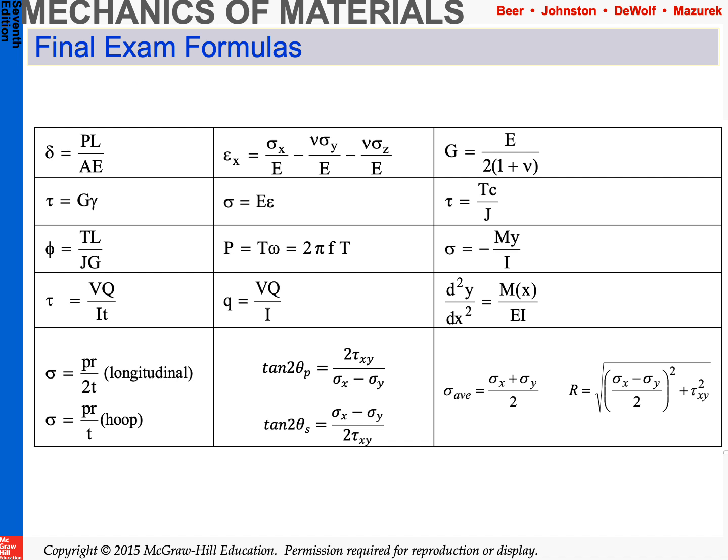What's not on here is normal stress equals P over A, because that's not a very hard formula to remember. So we have normal stress for axial, normal stress for bending, shear stress for torsion, and shear stress for shear forces, and we're combining those together in one problem.